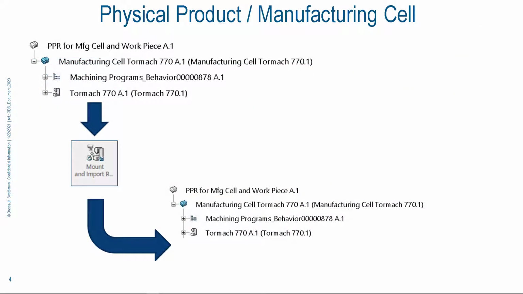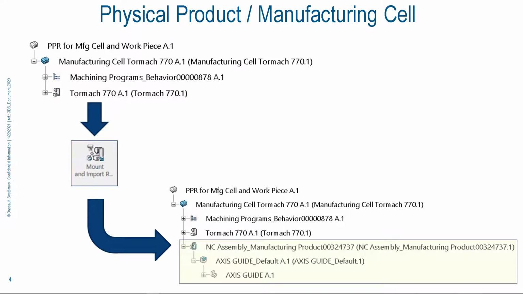Once a 3D part is chosen for machining, the next step is to load or mount the part into a predefined manufacturing cell. The Mount and Import Resources command is used to accomplish this task. When mounting a 3D part, the new manufacturing product container is created and added to our manufacturing cell. The manufacturing product contains our 3D part to be machined and acts as a container for additional resources needed to create toolpaths.